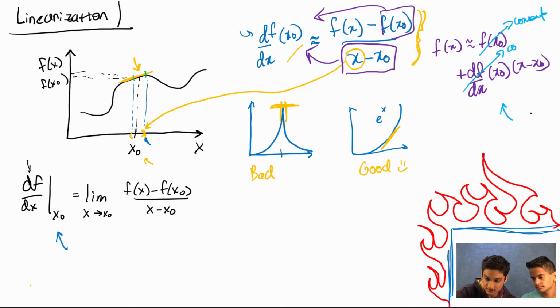This is also a constant, and so is this. So if I just do some algebra, this whole thing basically simplifies to something of the form f of x is equal to mx plus c, where m is df over dx evaluated at x0, and c is a combination of this, this, and this.